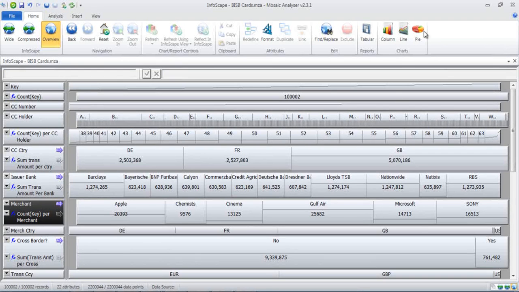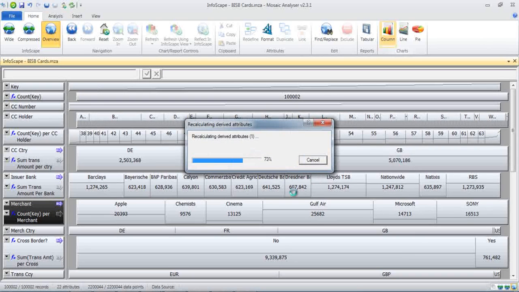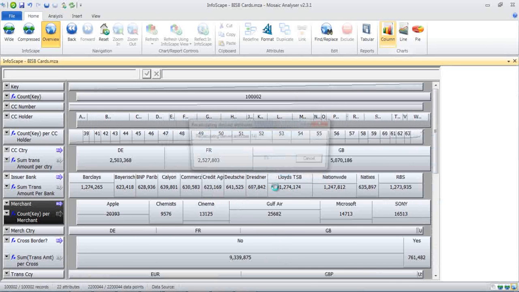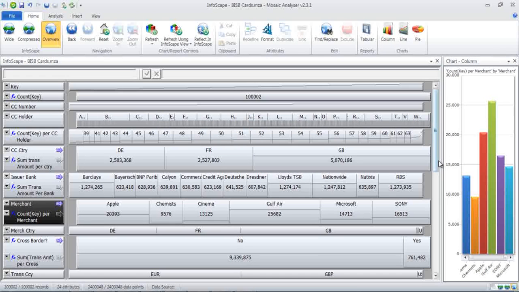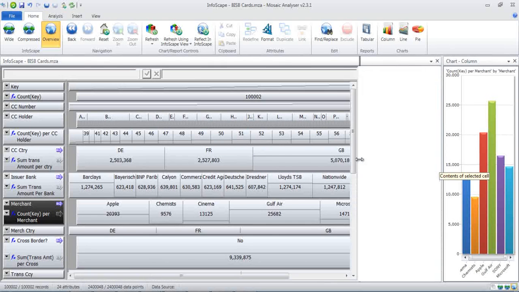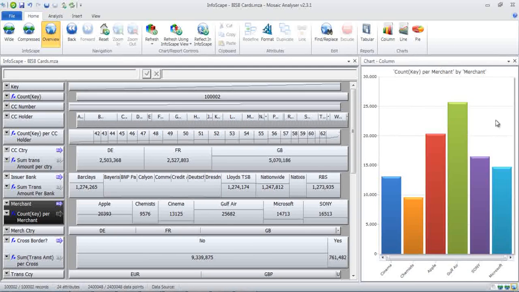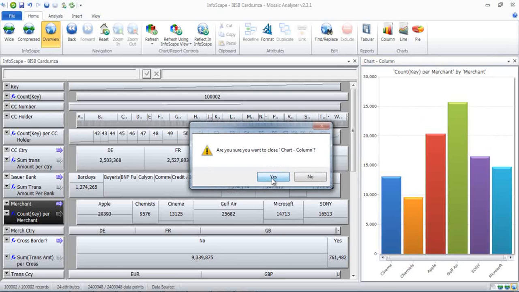Now what we can do is just generate some graphs out of that. Just see here, creating a column chart showing our merchants. I mean, the analysis you can do is much further, but it's sort of available instantly.